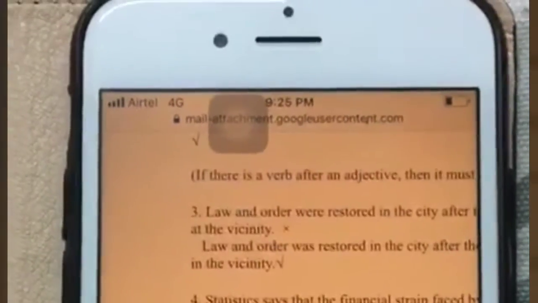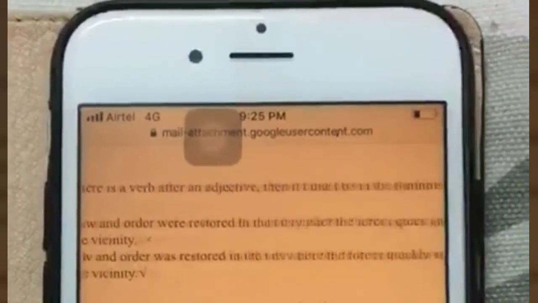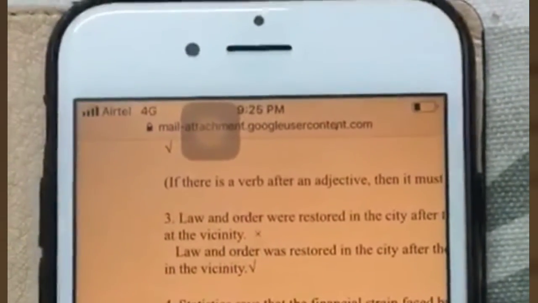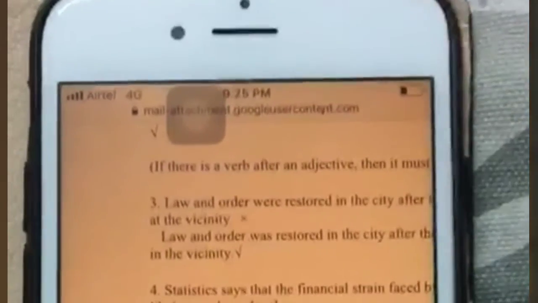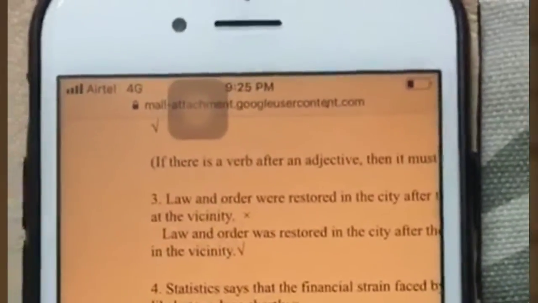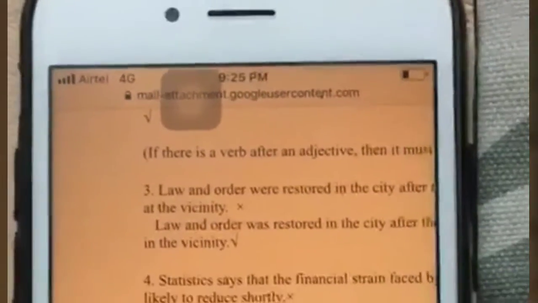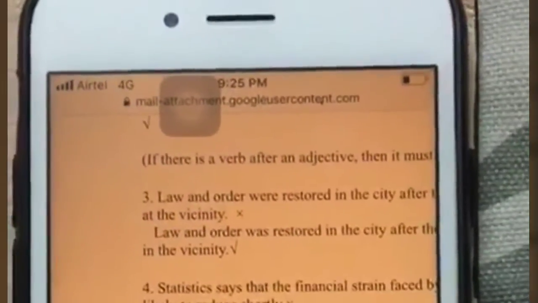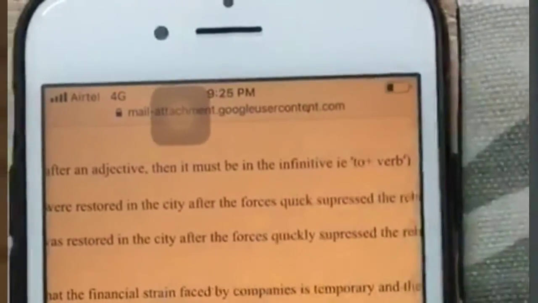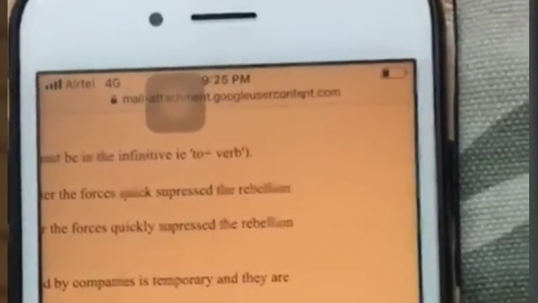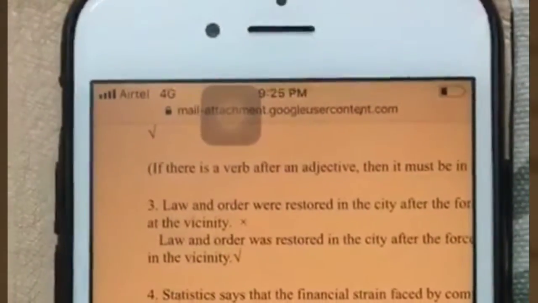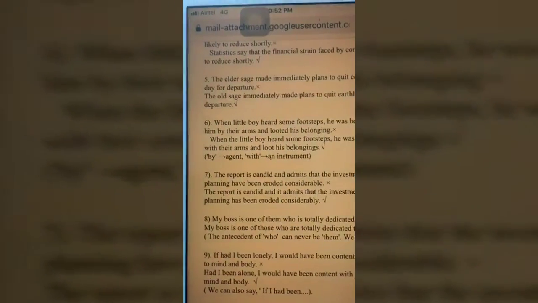Right, now next example. "When little boy heard some footsteps, he was being scared that they might attack on him by their arms and looted his belonging." Now, without an article this doesn't make any sense, so we have to say either "a little boy" or, in this case, "the" would be the best. So we should say, when the little boy heard some footsteps, he was scared. Being scared does not fit in here. He was scared that they might attack him. It is never "might attack on him." They might attack him with their arms and loot his belongings.